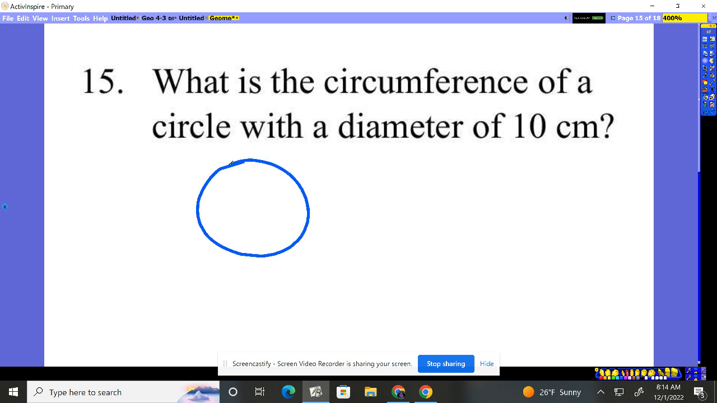So 50.3 squared centimeters. What is the circumference of a circle? That's the distance around a circle. This guy has a diameter of 10. What's the formula for circumference? Circumference is simply pi times your diameter. So this one's really easy, pi, and they gave me the diameter 10, so it's just 10 pi.